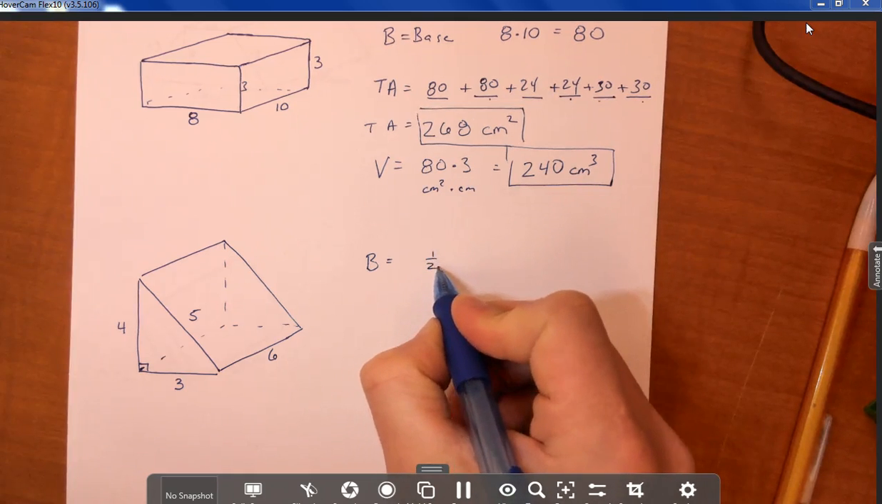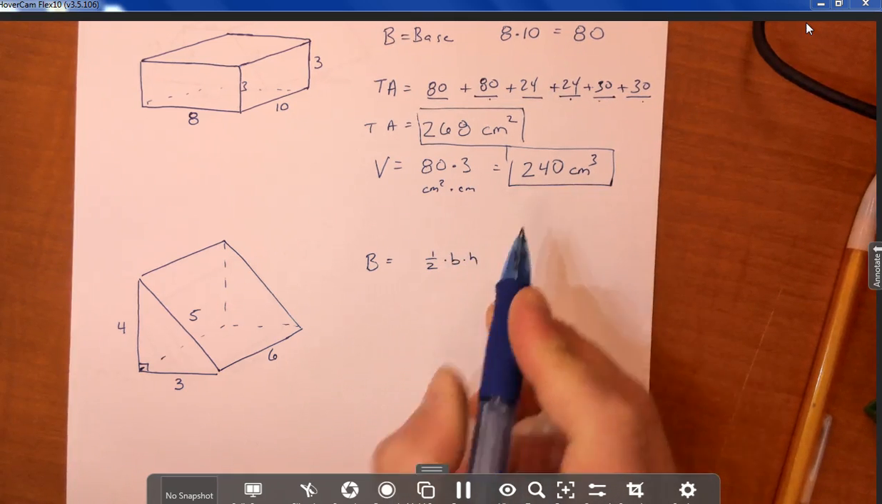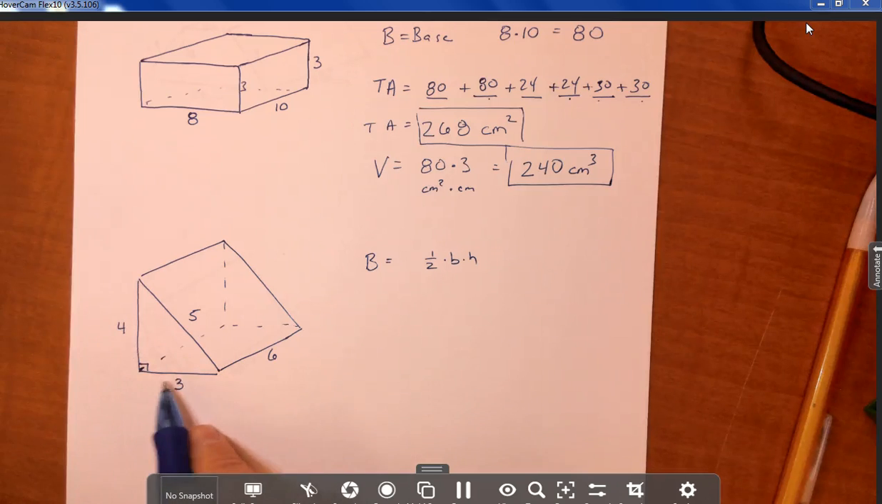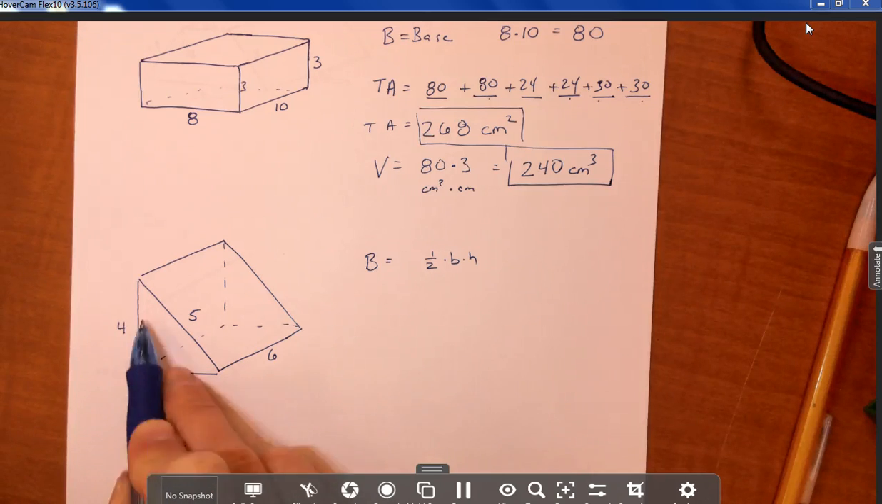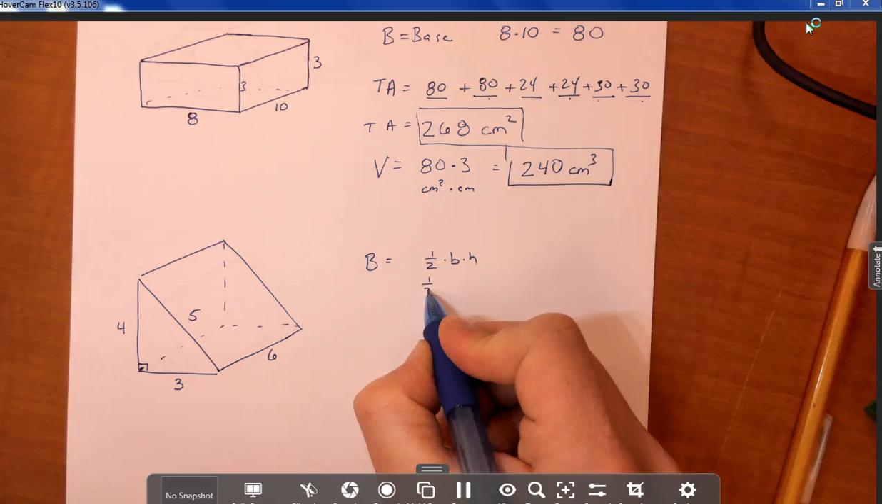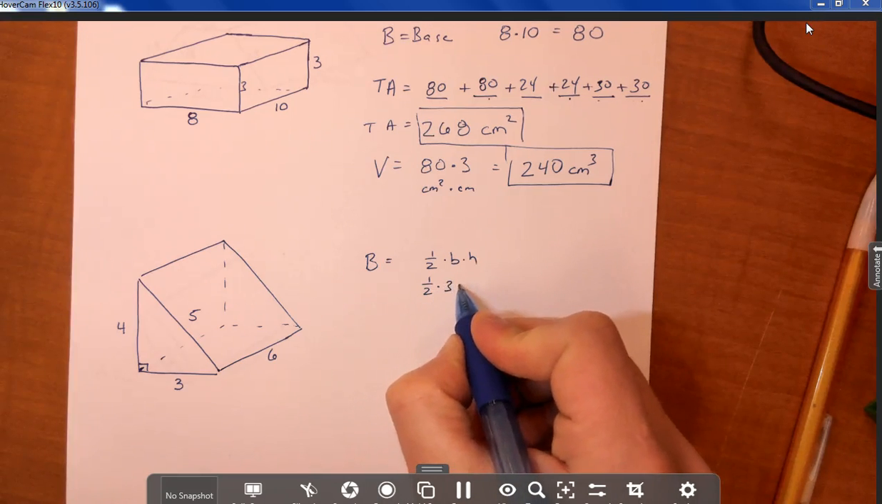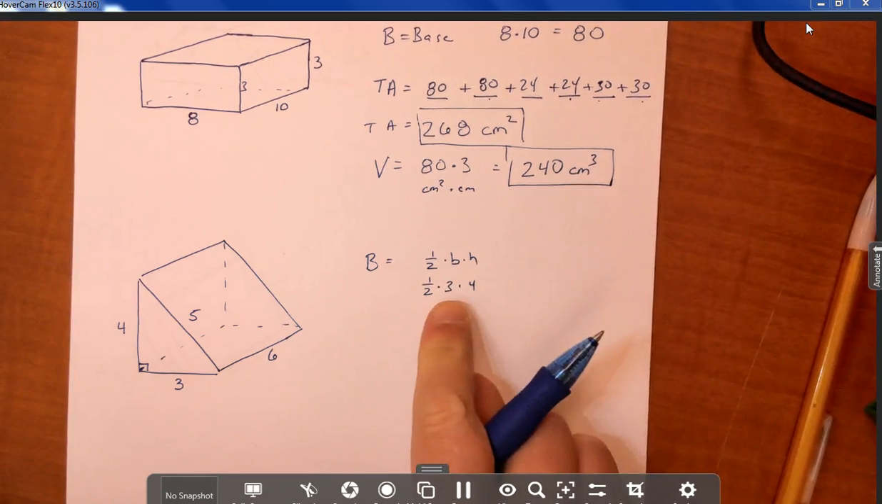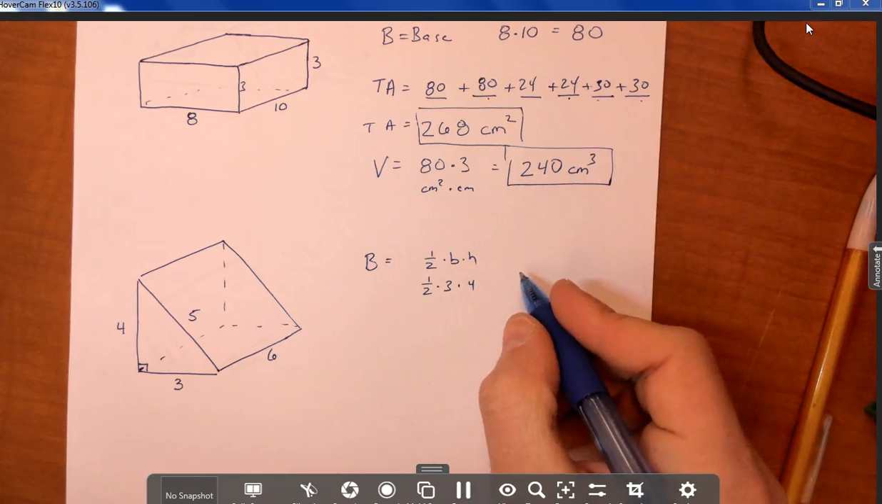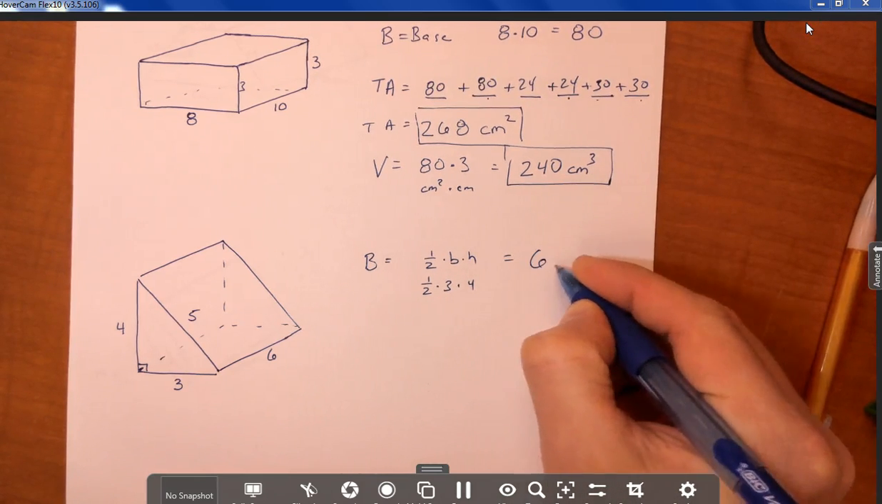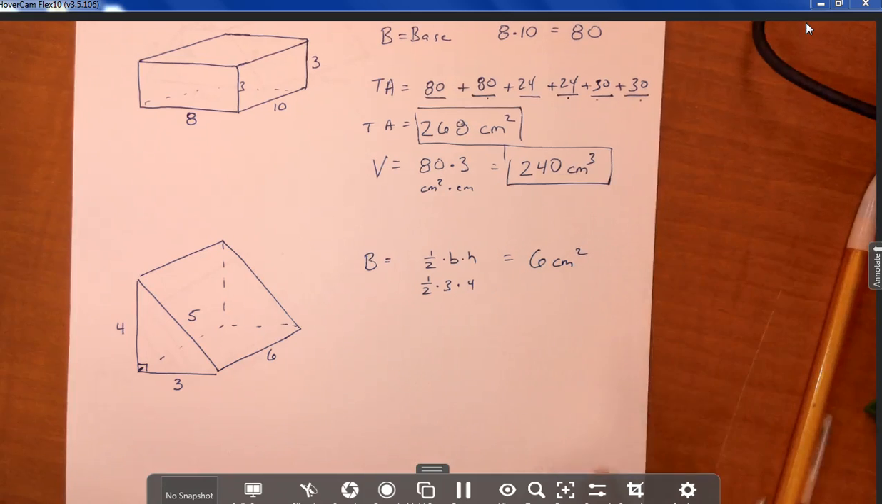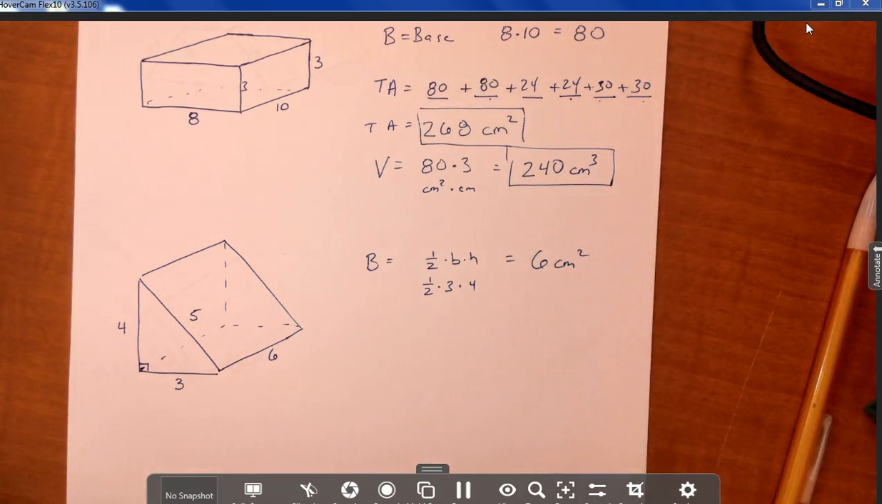Let's start with finding the area of the base, the triangle. In this case, that's 1/2 times the base times the height. For the triangle, the base and the height have to be perpendicular. I have two sides that are perpendicular, so that's the 3 and the 4. So it's 1/2 times 3 times 4. 3 times 4 is 12, and half of that is 6. So the area of the base is 6, and again, we're assuming centimeters on everything, so 6 square centimeters.